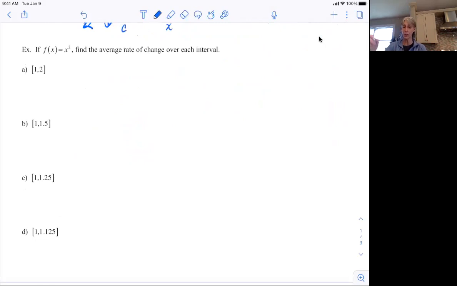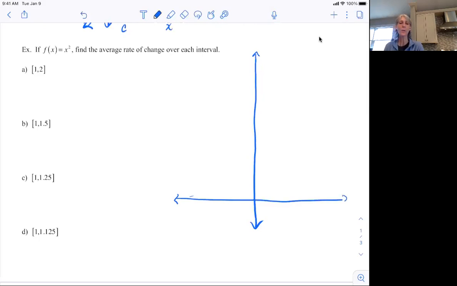Okay. So if we take our first example, we're just taking the average rate of change over each interval. If f of x equals x squared, I want to find the average rate of change on the interval 1 to 2. Before we begin, let's talk about what we're actually doing. So f of x equals x squared is the graph of y equals x squared. And I'm going to try to make this a nice big graph for us to work on.